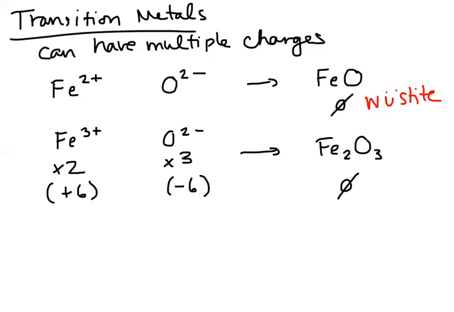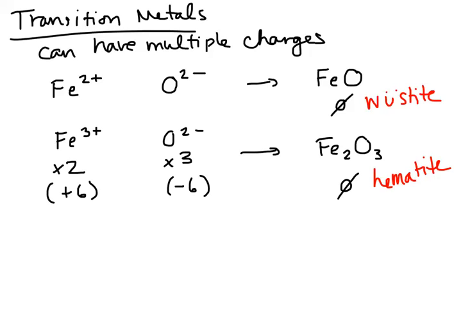It is black, and this is hematite. Does anybody know what hematite is? It's rust. It's red. So when an iron nail rusts, it forms Fe2O3, and it turns that red color.